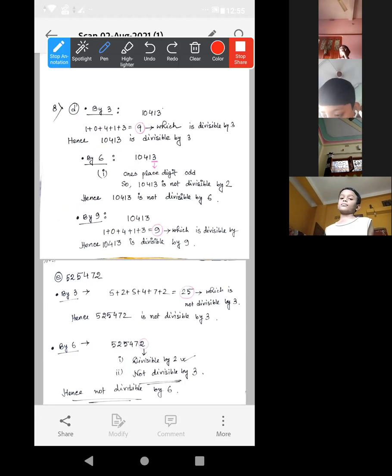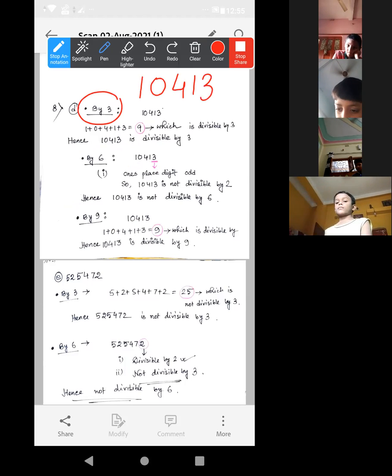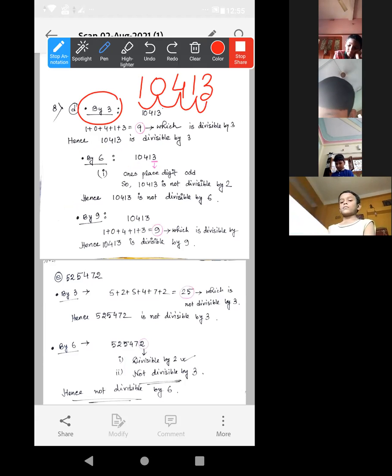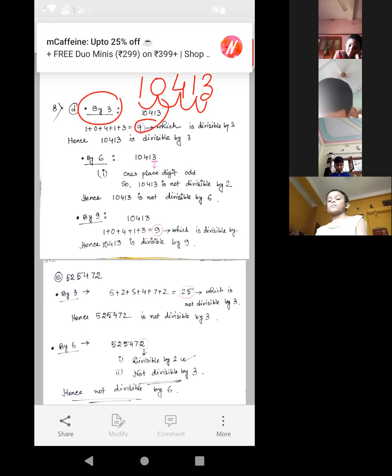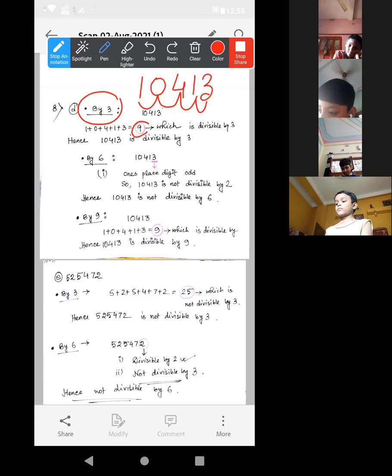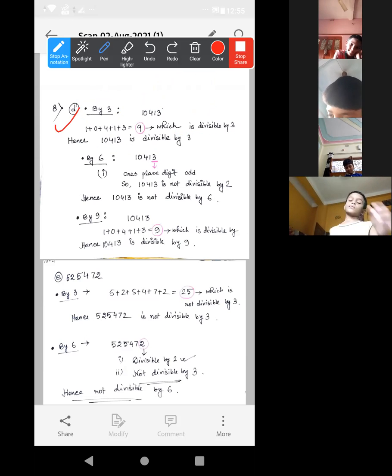By 3, first let me explain the first one. The number given is 10,413. By 3 means we just add the digits, the rule of 3. 1 plus 0, 1 plus 4, 5 plus 1, 6 plus 3, 9. The sum is 9, which is divisible by 3. Hence, the given number, 10,413, is divisible by 3.